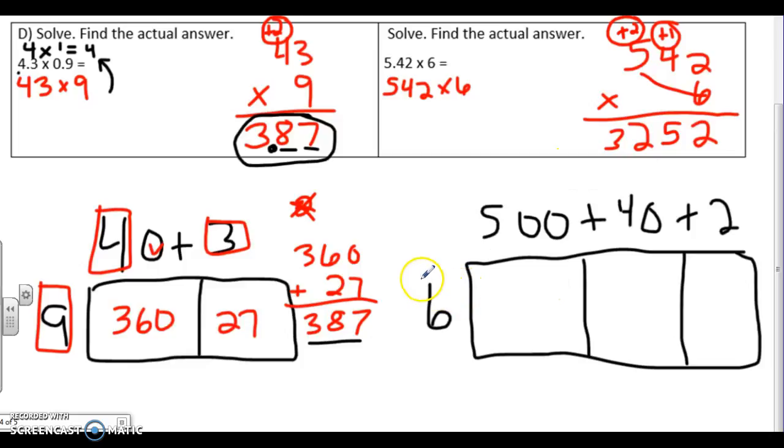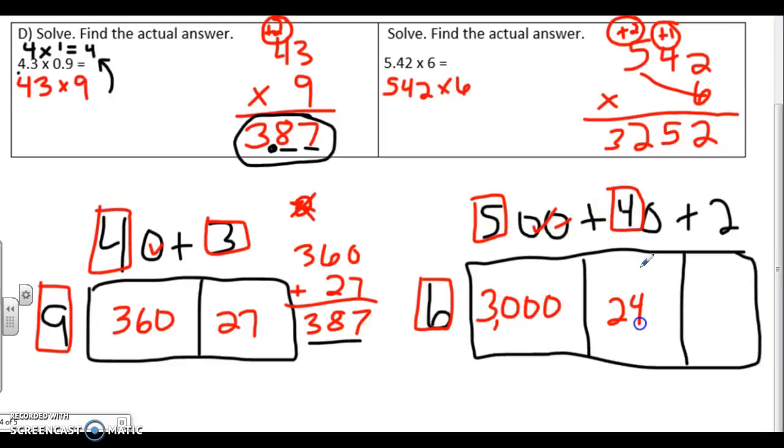For those of you that did the area model, we have 6 times 5 is 30 with 2 zeros, so that would be 3,000. It's important to put those commas in. 6 times 4 is 24 with 1 zero. And 6 times 2 is 12. And when you add those 3 up, you should also get our digits, which were 3252.